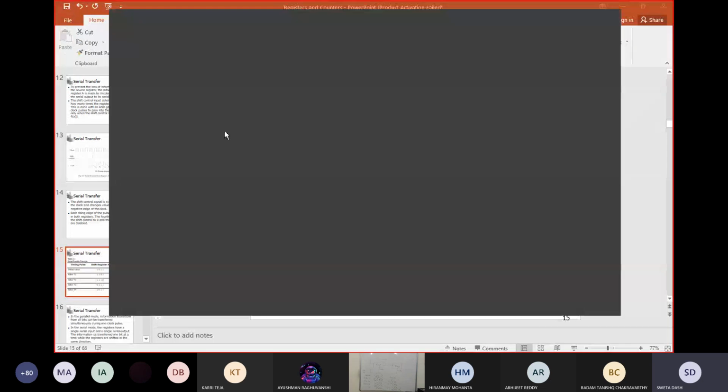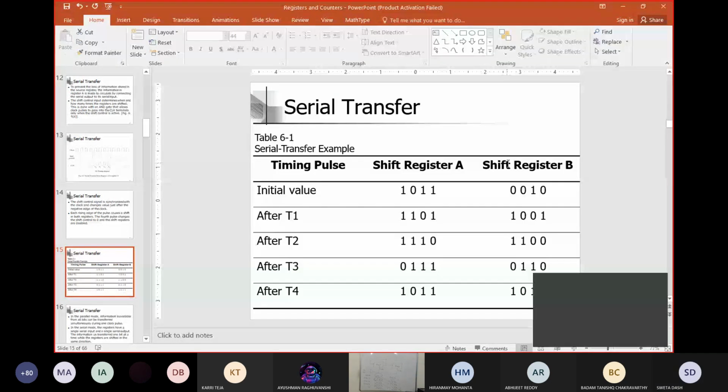Same as T2. So that means it's very clear that after every clock pulse, or every timing, we get a checkout, right? There will be a repetition also. So now this is a serial transfer from one register to another register.